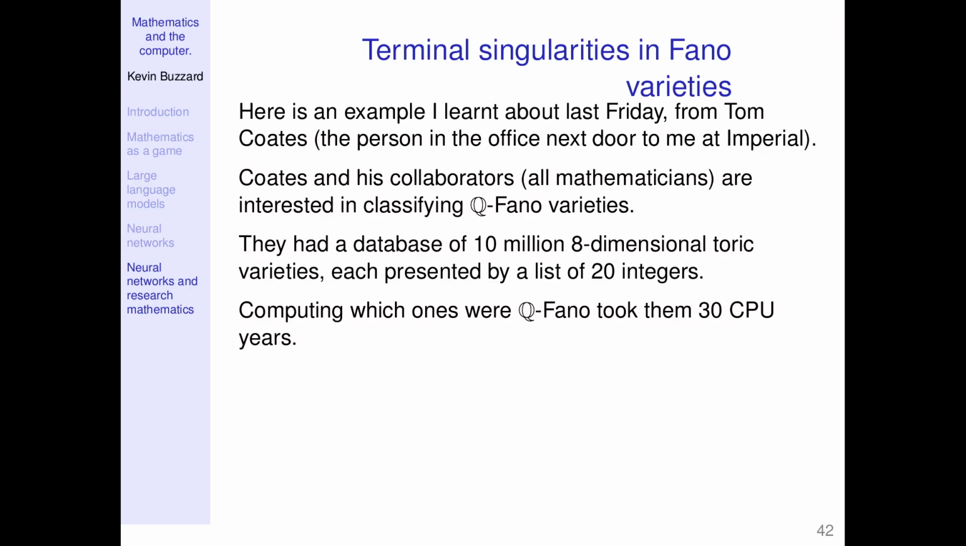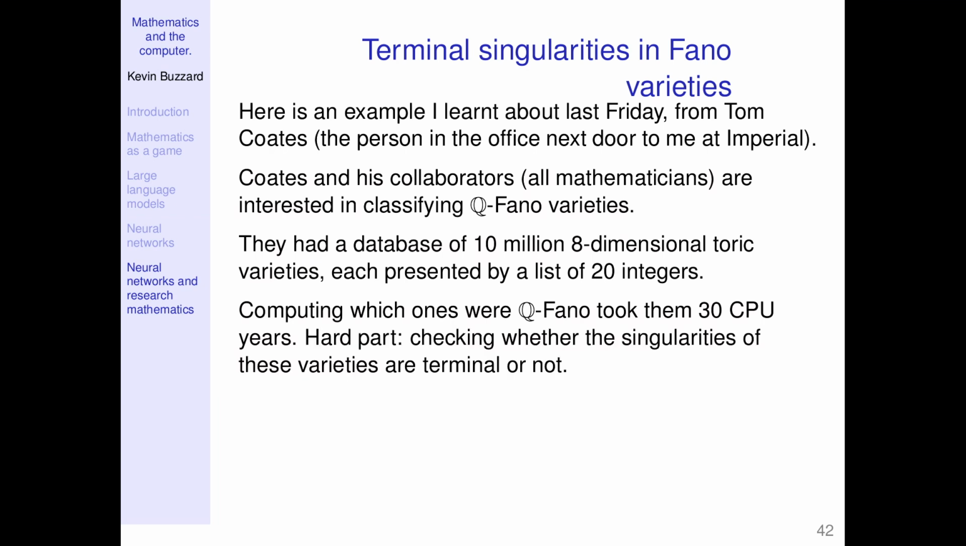And the question is, is this Fano? They have 10 million of these things, and some of them will be Fano varieties and some won't be, but the algorithms they had for working out if these things were Fano were very slow. Obviously it didn't take 30 years to do it because you parallelized the process, but they had this huge database that had taken a lot of computer time to compute.